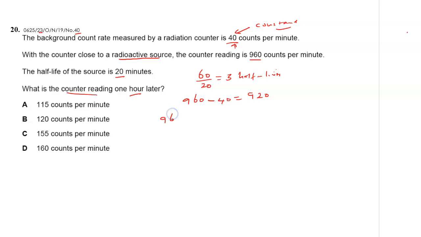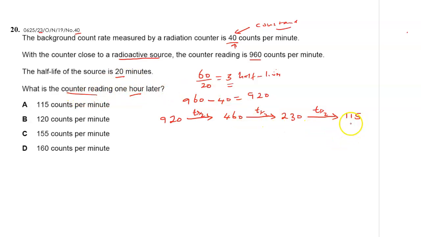So 920 for the first half-life. It will have decreased to half of this, which is 460. The second half-life, it will decrease to 230. Don't forget we are doing 3 half-lives. Then the third half-life, it will decrease to 115. Now we want the counter reading.